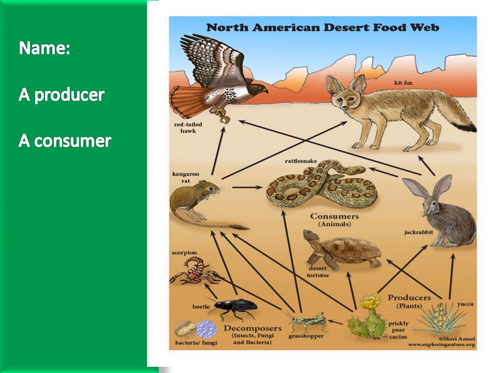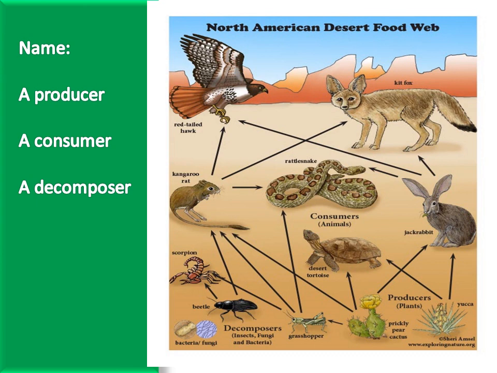A consumer. Who can name a consumer? You have lots of consumers here. All the organisms that eat. You can start from the grasshopper, the jackrabbit, the desert tortoise, the scorpion, the beetle, kangaroo rat, rattlesnake, kit fox, red-tailed hawk. Why do we call them all consumers? Because they eat other organisms for food. They are eaters.